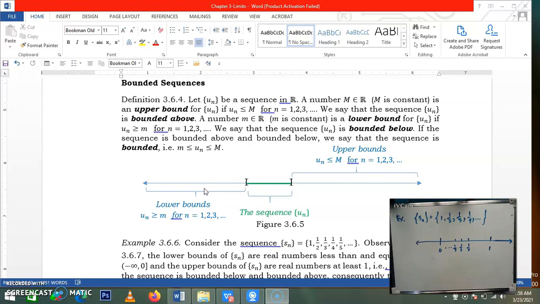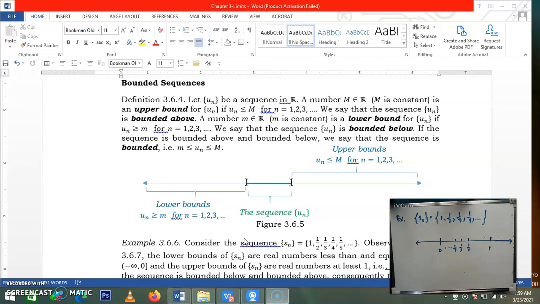Now for the lower bound, we denote that one as small m. For small m, as you can see in this figure here, the numbers here are smaller than the given sequence, or they could be equal up to here only, or less than the value of the given sequence. So if the sequence has lower bounds, it means the sequence is bounded below. So if the sequence is bounded above and bounded below, we call the sequence bounded.